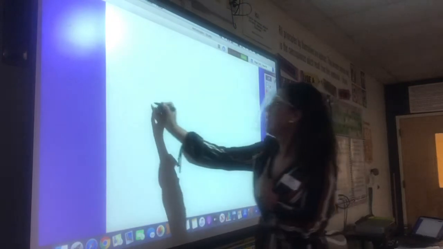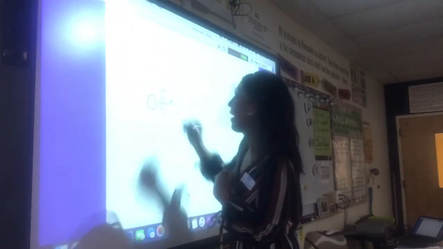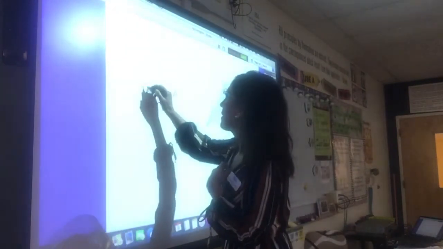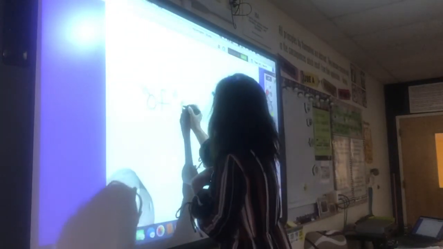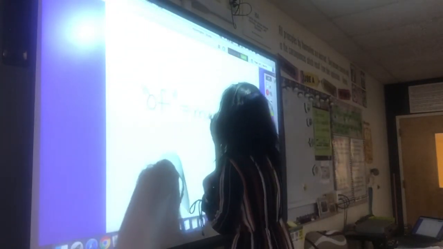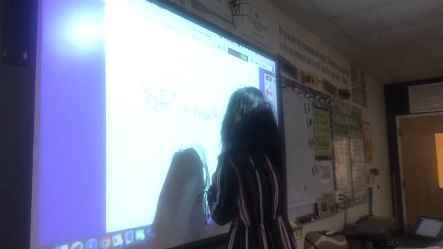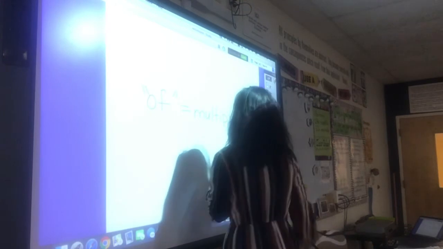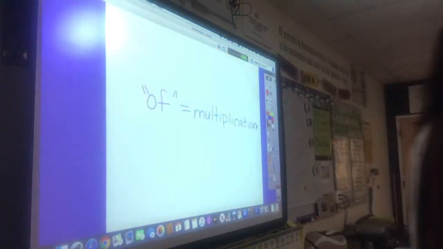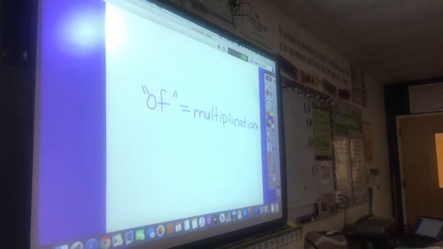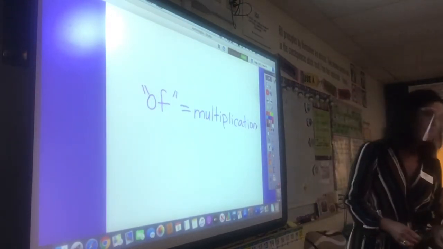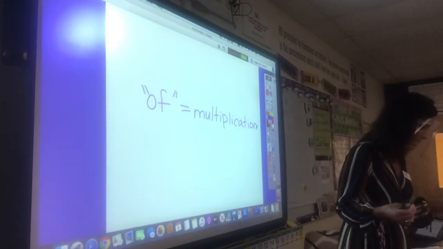This word in math, the word of, and I actually added this to the wall up there. Of means multiplication. So if you see the word of in a word problem, or whenever you see the word of, it means to multiply. So just write in there that of means multiplication. If you ever see the word of, you just take it out and put a multiplication sign in its place.